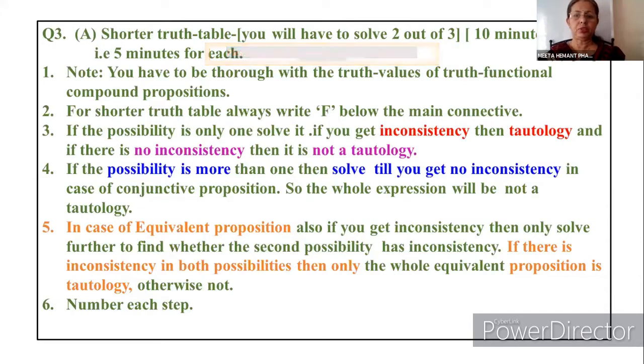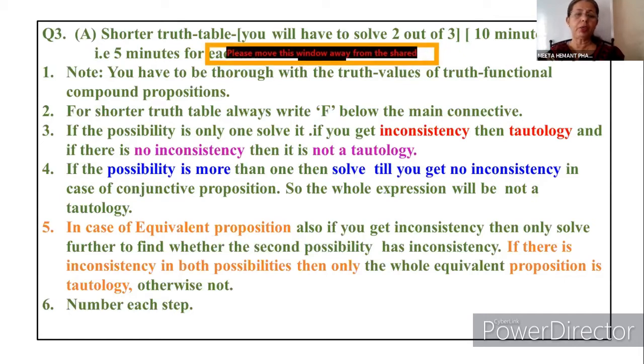If you get inconsistency, then your answer is tautology. And when you get no inconsistency, then it is not a tautology. Many a times you get confused with the words consistency and inconsistency. So don't think about consistency, because there is no word consistency in logic. Either you have inconsistency or you do not have inconsistency. Inconsistency means you are violating the rules of logic, so your assumption was wrong and the statement form is tautology.